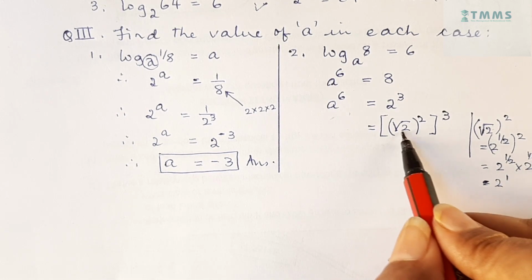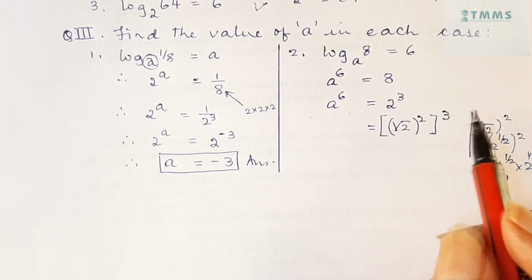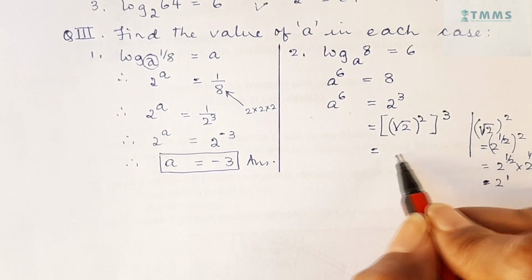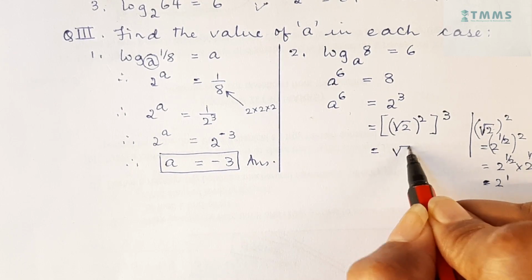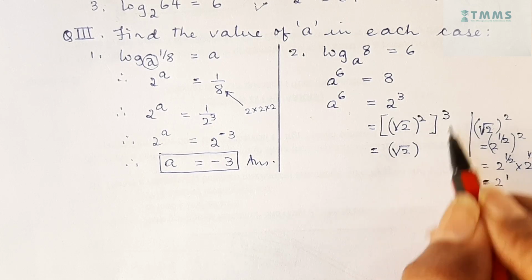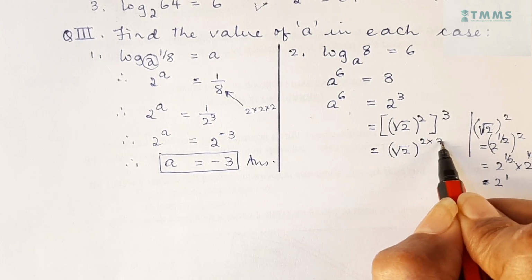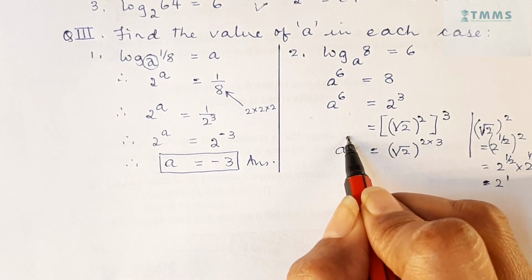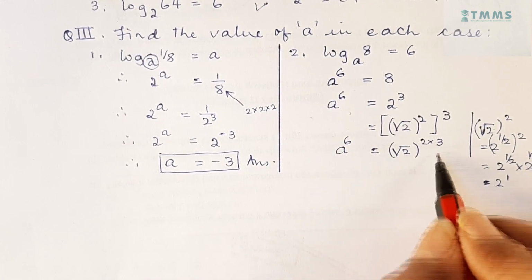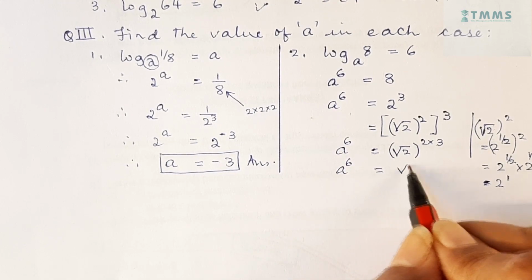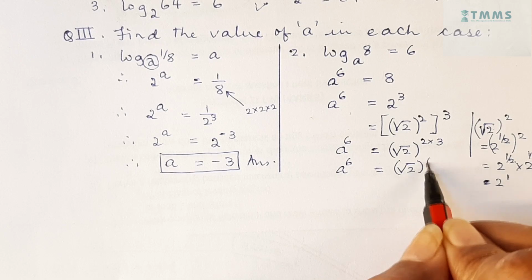And so root 2 whole square is nothing but 2. But in doing so, what did we write? We wrote it as root 2 raised to 2 multiplied by 3 as the exponent. So we'll write a raised to 6 is equal to this, and a raised to 6 is equal to root 2 raised to 6.